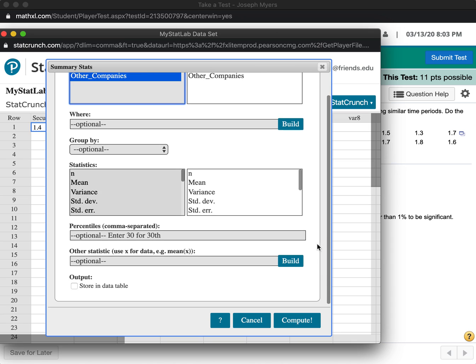And then go down here, don't click compute yet. You need to do other statistic. So do STD of x divided by mean of x. And so it's STD open parentheses x close parentheses divided, which is like a slash, divided by MEAN open parentheses x close parentheses. Then click compute.